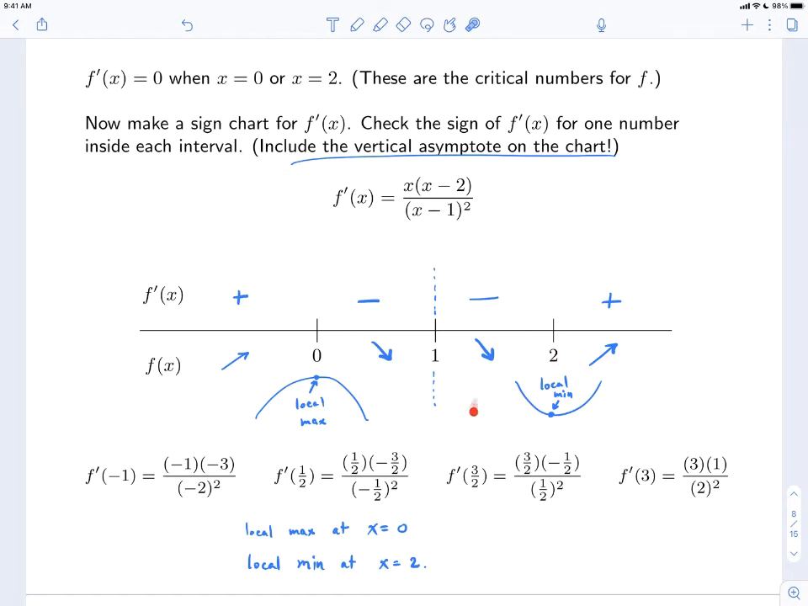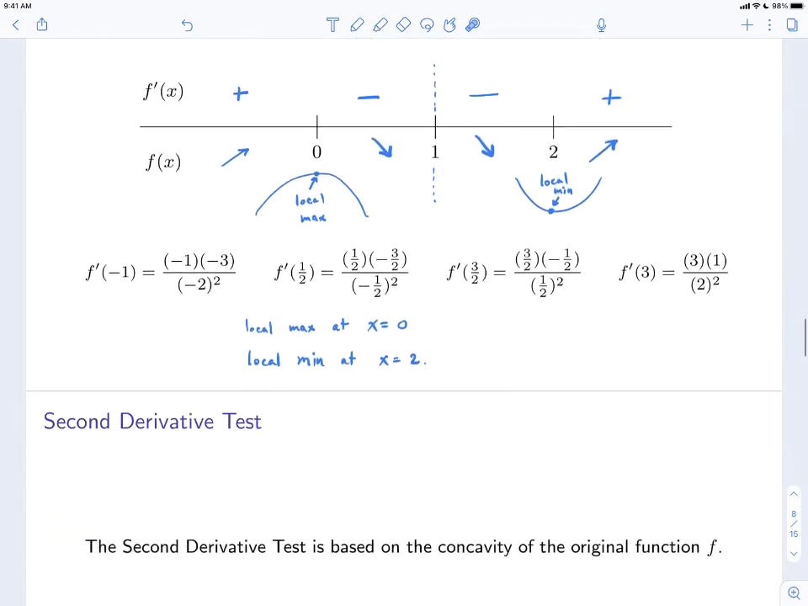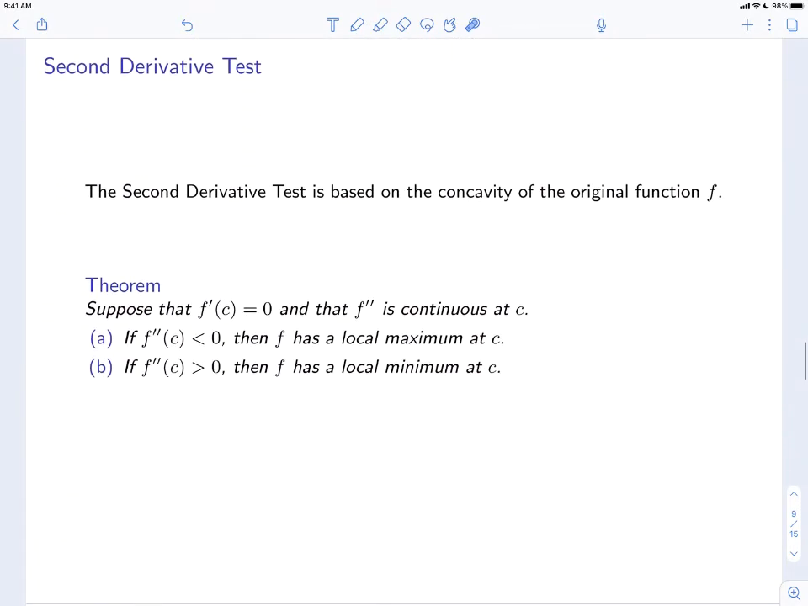On the other hand, this local minimum is at the base of a valley, and a valley is concave up. So if you know that you have a critical point and you want to determine if it's a peak or a valley, then it's enough to know what the concavity is there. And that's really what the second derivative test is all about. So here it is.